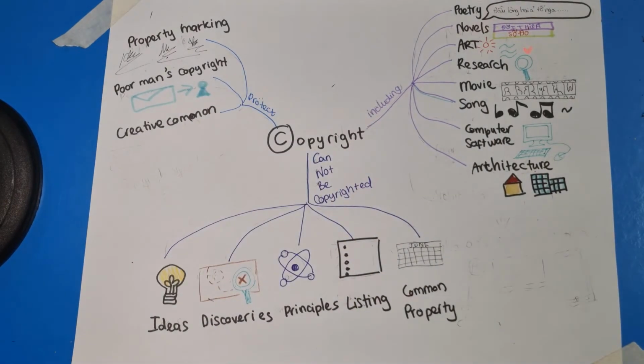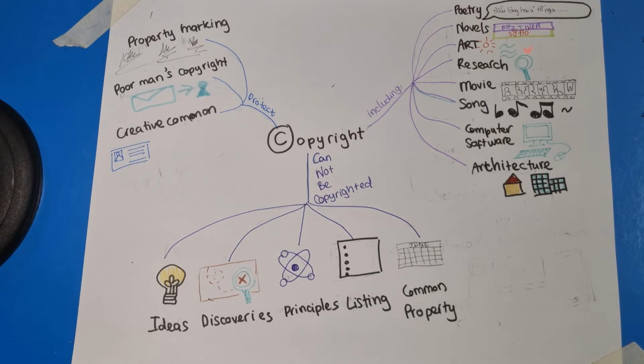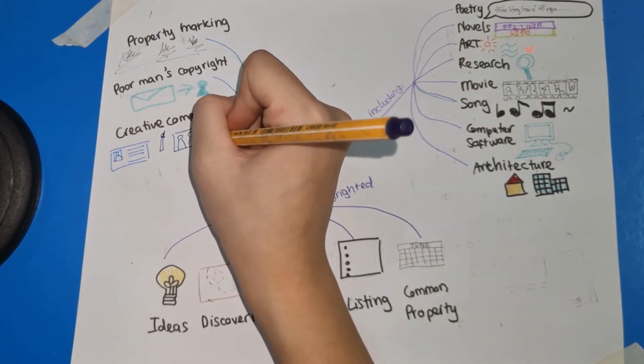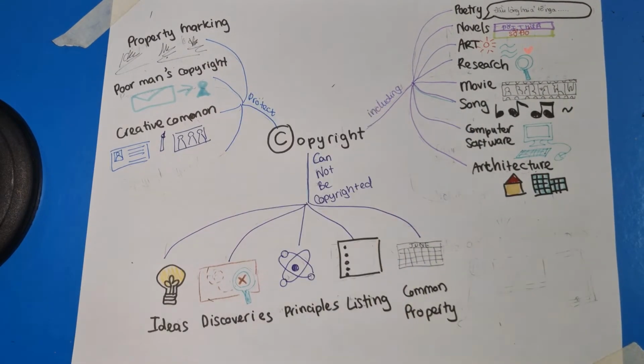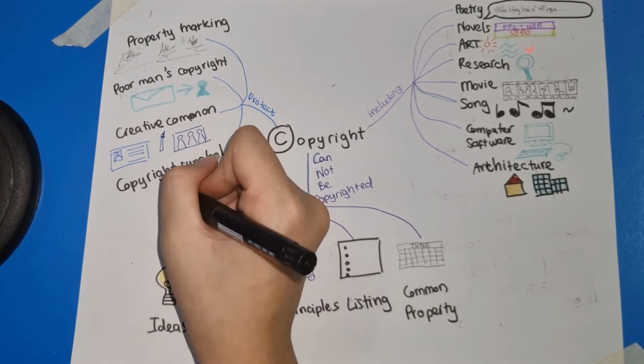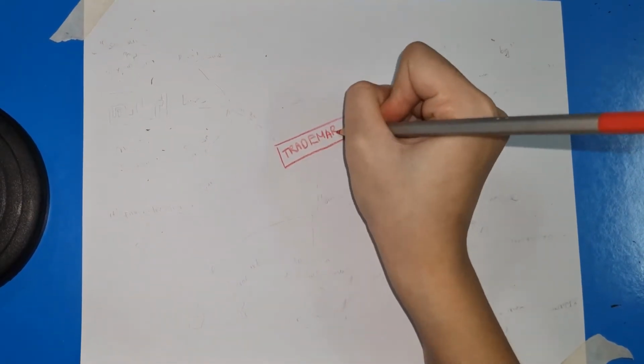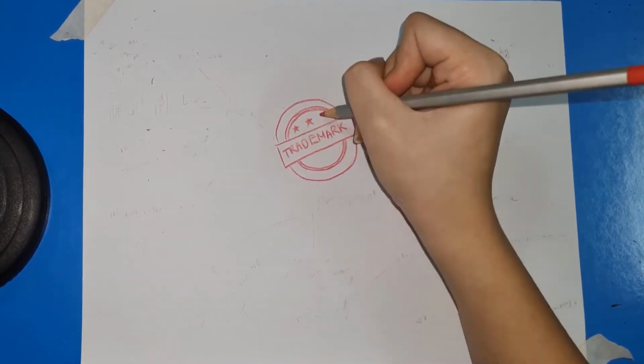Creative Commons offer free right licenses that allow you to mark your creative work with the freedoms you want it to carry. And lastly, use the copyright symbol. At a minimum, you can use this symbol to denote a copyrighted work. On the other hand, let's discuss what a trademark protects.